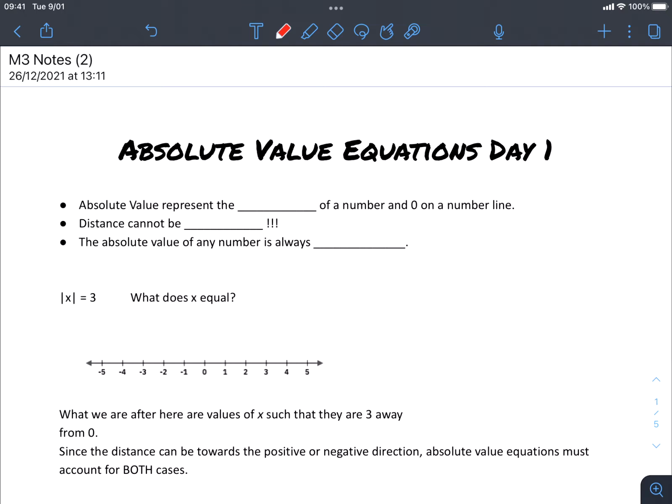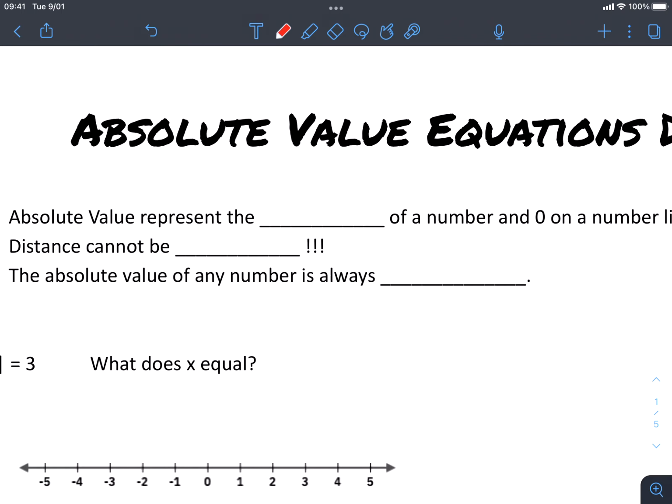So essentially, when we have absolute value equations, we are solving equations that look normal, they just have the absolute value symbols. And we solve them mostly the same way we solve normal equations, but there are a few differences. So first things first, the absolute value represents the distance of a number on a number line, a distance from zero.